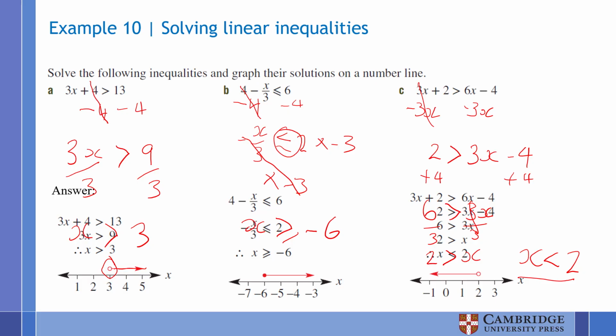Our second one, we are including -6. So I've got my closed dot above -6, and because I'm greater than, I'm going to the right. Okay, and my last one is x is less than 2. So I've got my open dot at 2 because I'm not allowed to include it, and my arrow pointing to the left because we are less than 2.